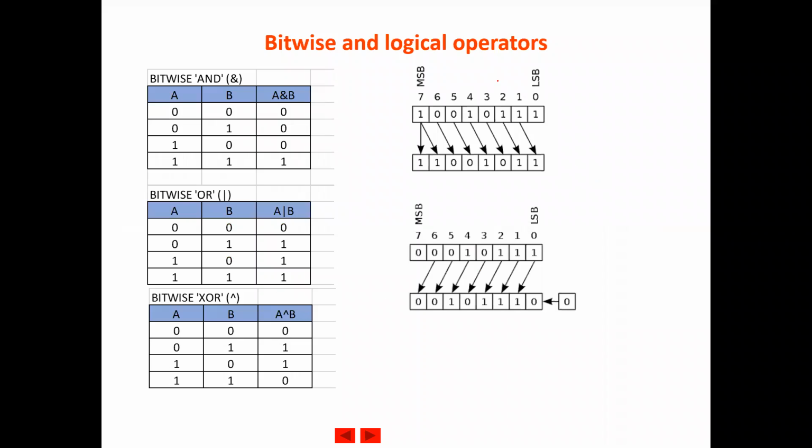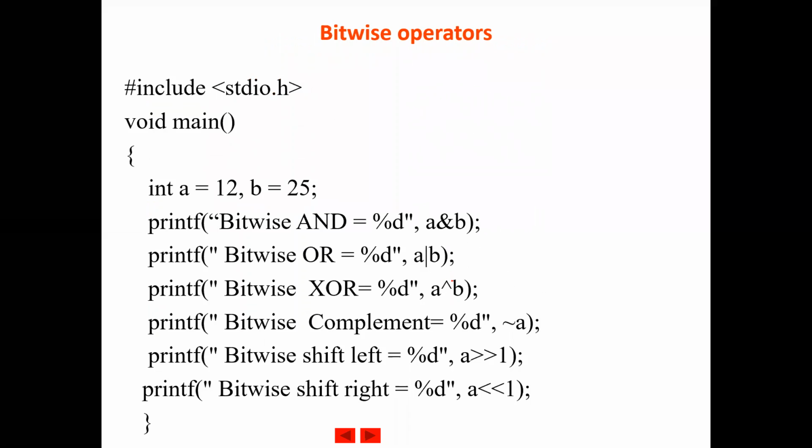So I have summarized all the bitwise operators over here: bitwise AND, bitwise OR, bitwise XOR, bitwise complement I didn't keep, and then the left shift and right shift. This is the program which you have to execute. I'll execute and show it. This is a sure question for the exam.